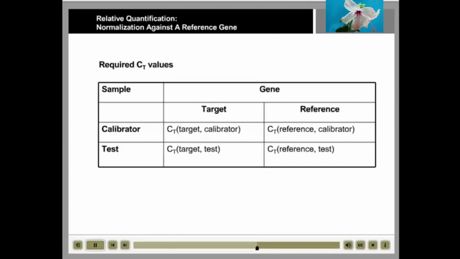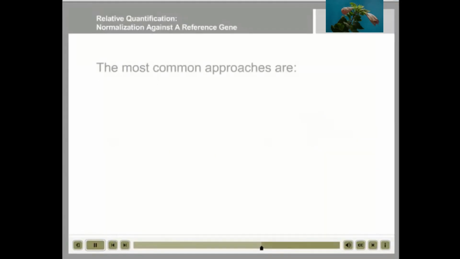To use this method, you must first determine the expression levels of the target and reference genes in all sample types using RT-qPCR. We will demonstrate the calculation for the most simple experimental design, one that uses a single test and a single calibrator sample, and a single target and single reference gene. In this scenario, 4 CT values are determined.